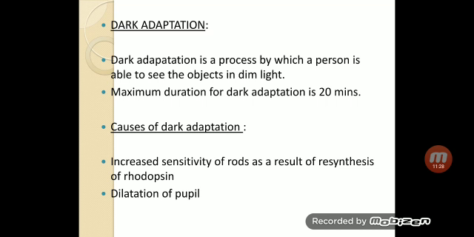The causes for dark adaptation may be due to increased sensitivity of rods as a result of resynthesis of rhodopsin. Actually, when a bright light is shown to the eye, the rhodopsin pigment bleaches, and after some time it regenerates. The time taken for the regeneration of the rhodopsin is the period where you are unable to see any object. Then dilatation of the pupil. The dilatation of the pupil during dark adaptation allows more and more light to enter the eye. So, red goggles can eliminate this dark adaptation.